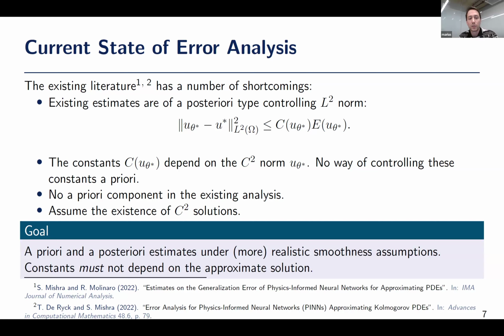So what we set out to do is to derive a priori and a posteriori estimates under more realistic smoothness assumptions, where I'm referring to C2 here. We will focus on H2 solutions, typically, which is weaker, and remove the dependence on u theta star in these constants.